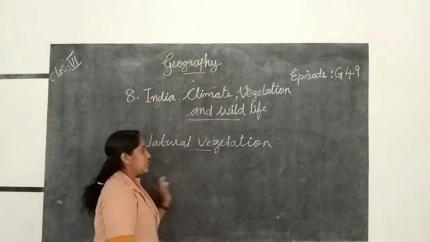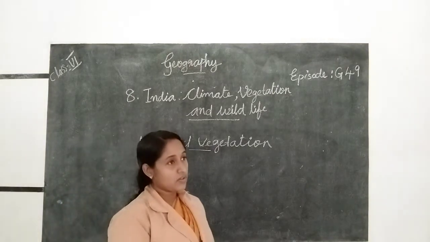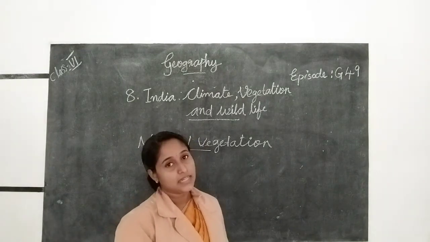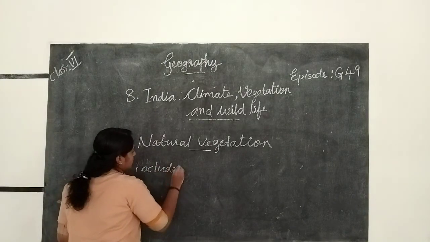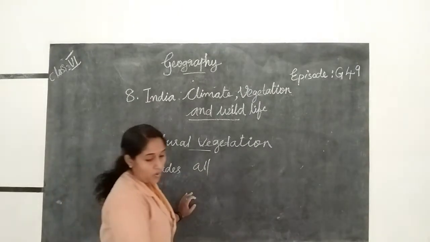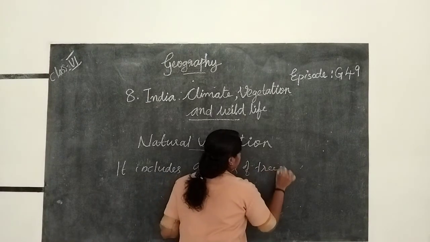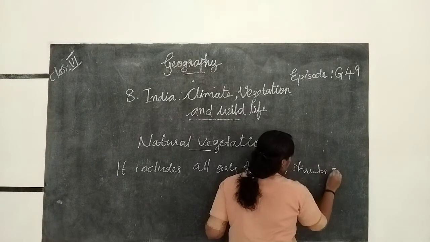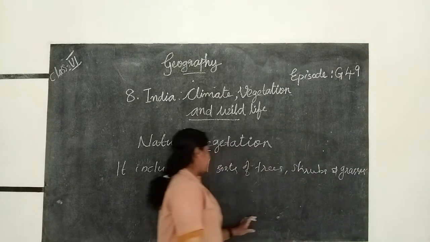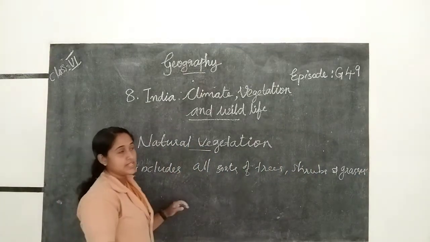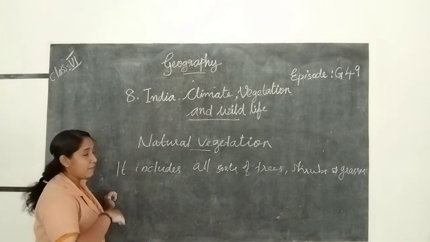We can say that is vegetation. So the Indian natural vegetation includes all sorts of trees, shrubs and grasses. We call this natural vegetation. So in this concept we are discussing different kinds of forests.